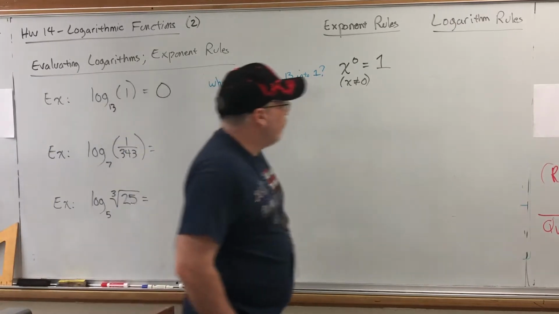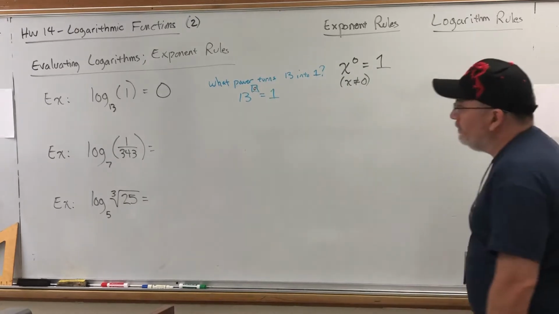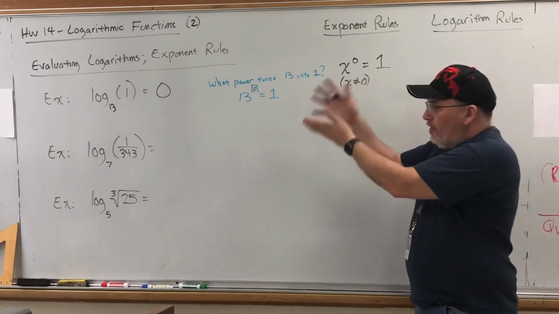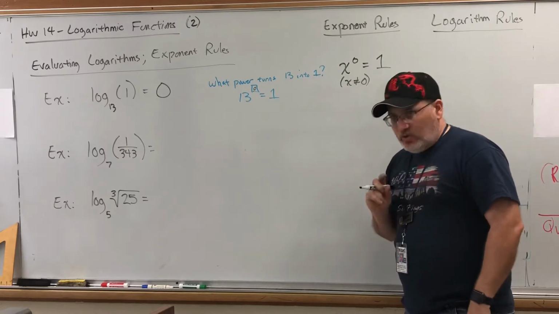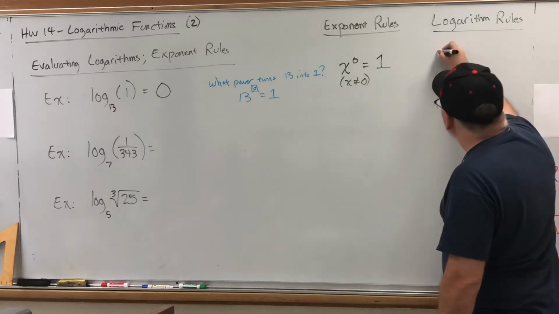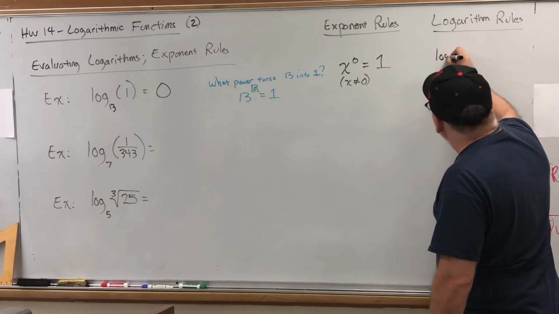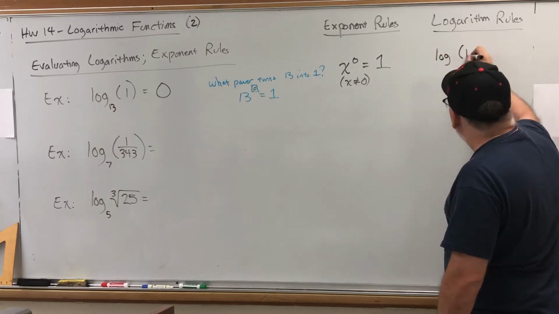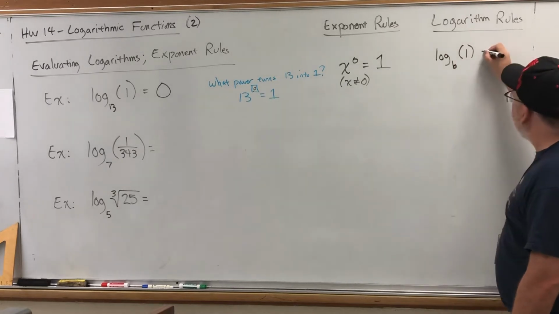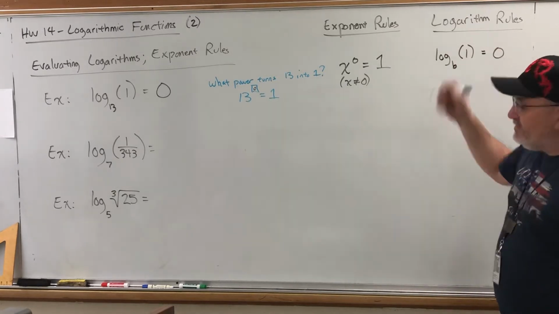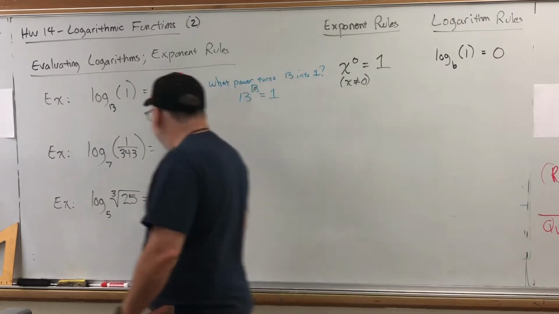Now, can we transform this into a logarithm rule? What made that problem equal 0? Was it the 13? No, it was the 1. So we can write a corresponding logarithm rule that says the log of 1 with any allowable base is equal to 0, because anything to the 0 power is equal to 1.